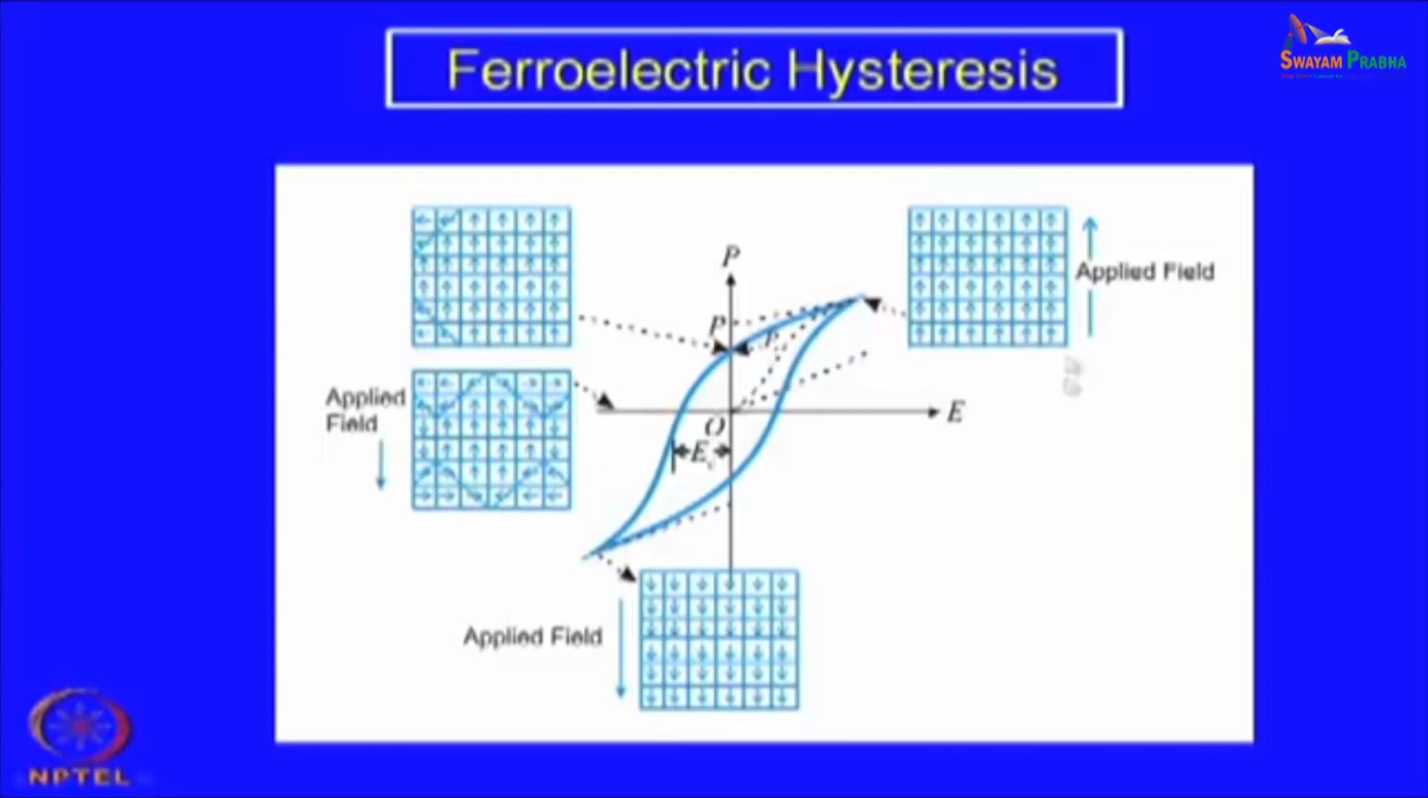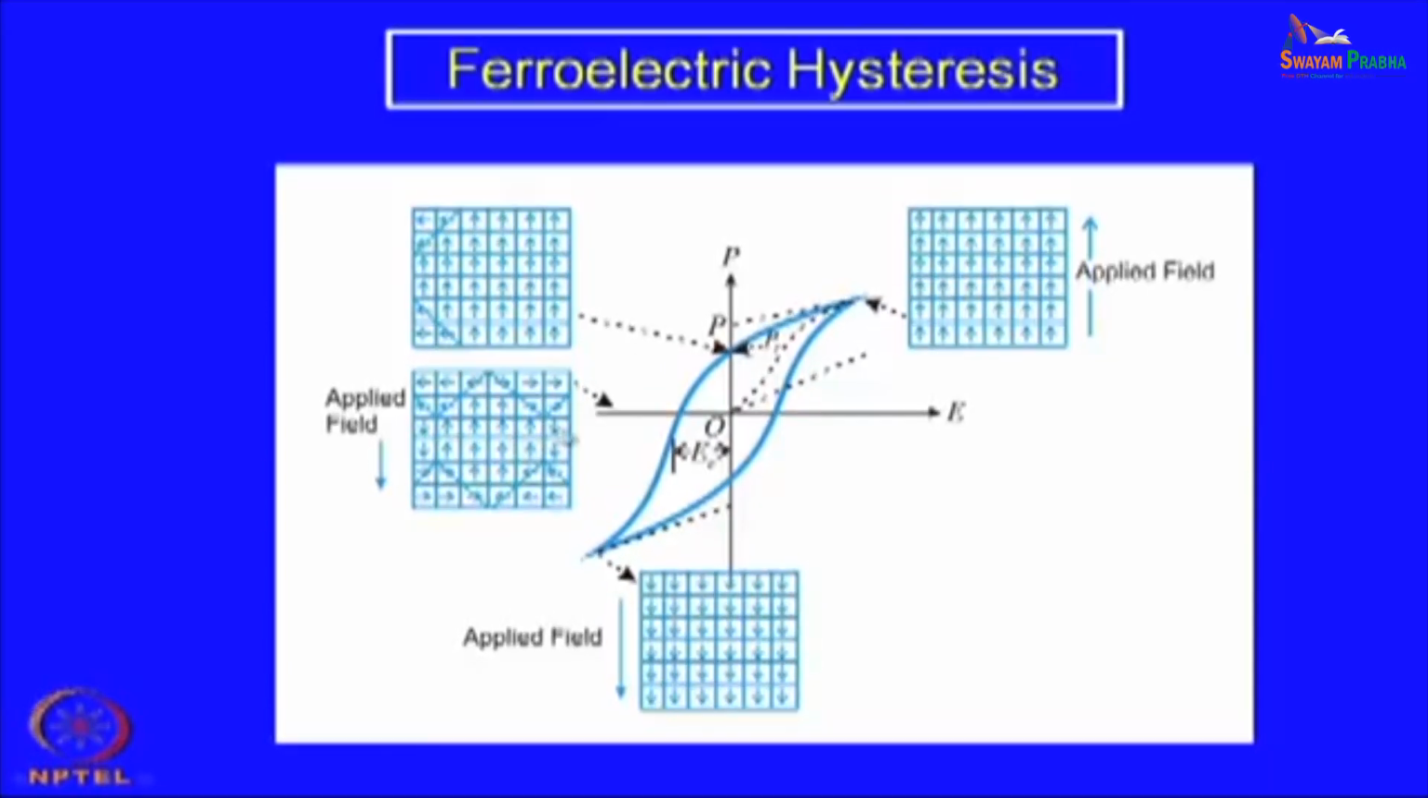So, you can see here, this is one kind of situation, saturation: all the domains are parallel and in the direction of the applied field. But on this side it is reversed, because the direction of the applied field had changed. So, also the direction of the individual dipoles. In between, of course, you still have a domain structure like this.